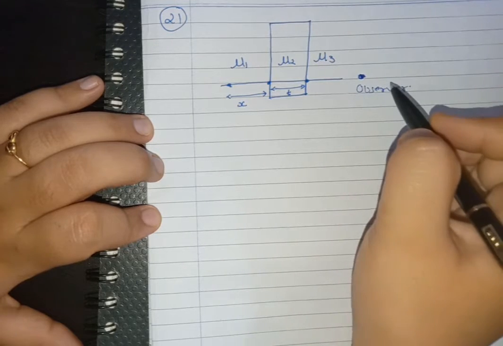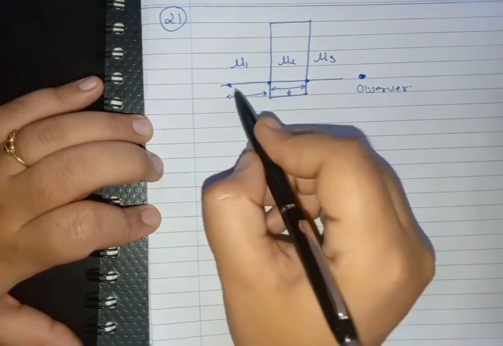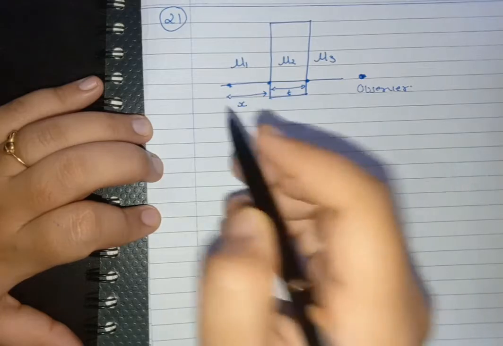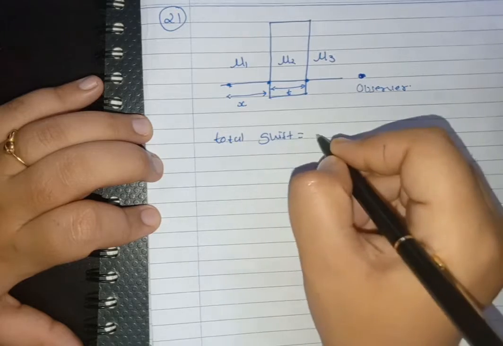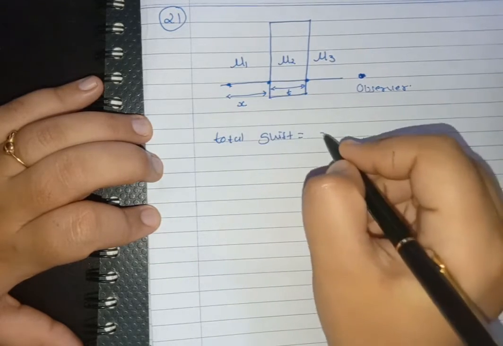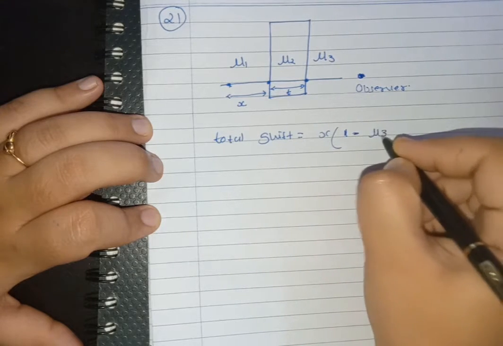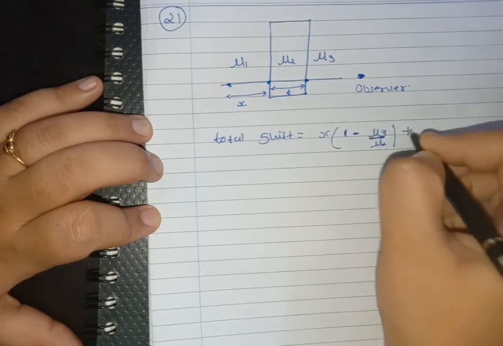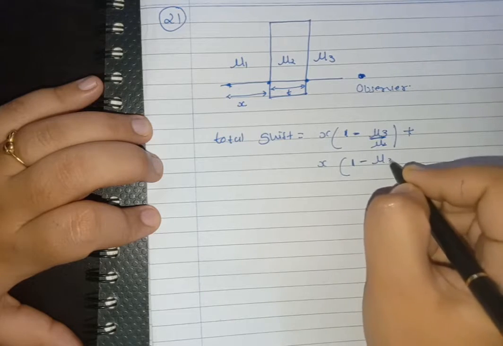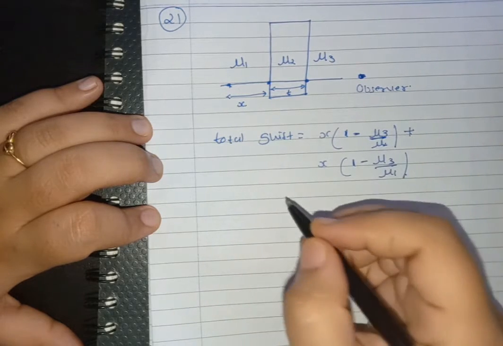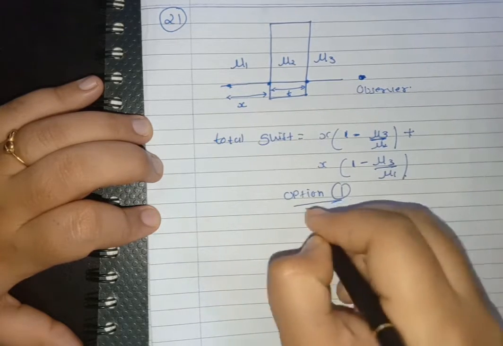In question number 21, the observer is observing this object from this point. We want to find the shift for the given object. Here the shift will be due to these 2 media, so the total shift will be the shift due to this medium, x into 1 minus mu 3 by mu 2, plus the shift due to this medium, x into 1 minus mu 3 by mu 1. So option 1 is the correct option.